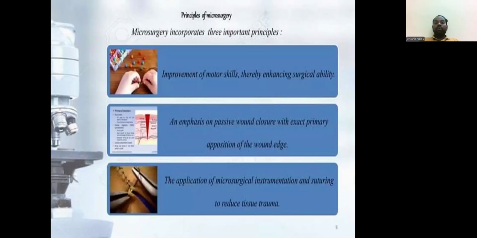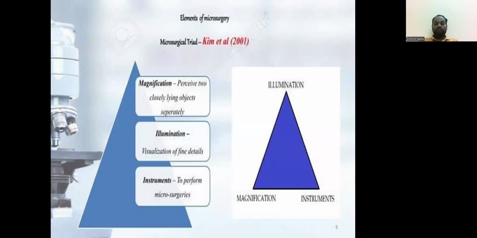There are three important principles of periodontal microsurgery. The first one is the improvement of motor skills, thereby enhancing surgical ability. Then, emphasis on passive wound closure with exact primary apposition of wound edges, and the application of microsurgical instrumentation and suturing to reduce tissue trauma.